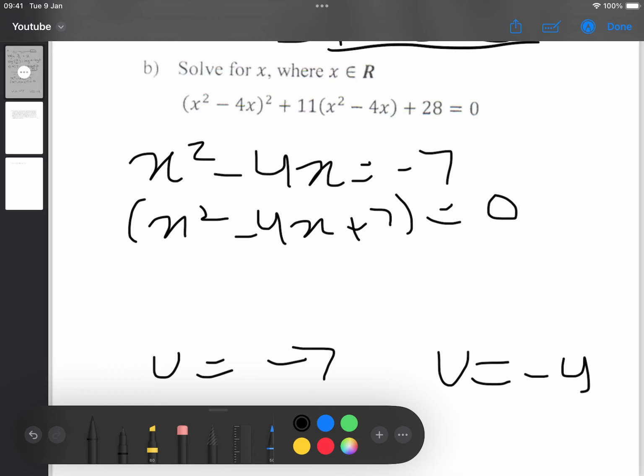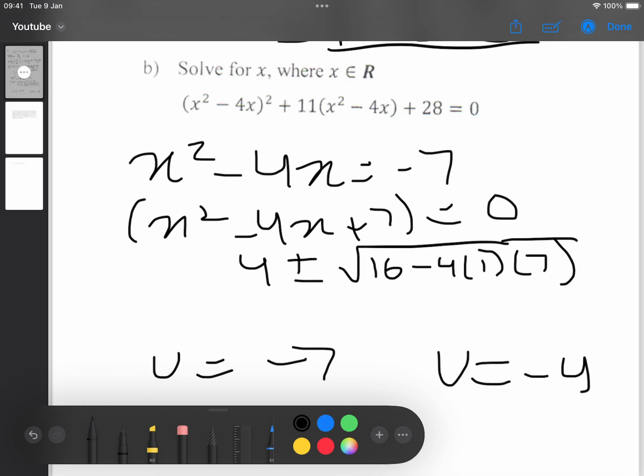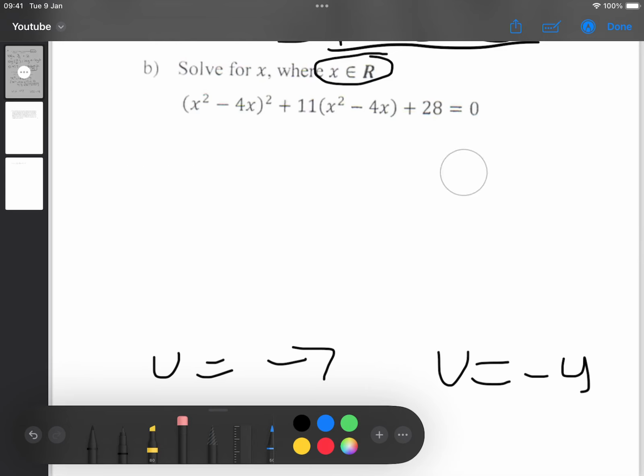So we'll have to use the quadratic formula, where we get 4 plus or minus the square root of 16 minus 4 times a, which is just 1, times 7. Now looking at this, we have 16 minus 28, which means this will give us a result in the imaginary numbers. And looking at the question, we only have to solve for x within the reals. So we can just get rid of this quadratic and focus on the other one, which gives us minus 4.